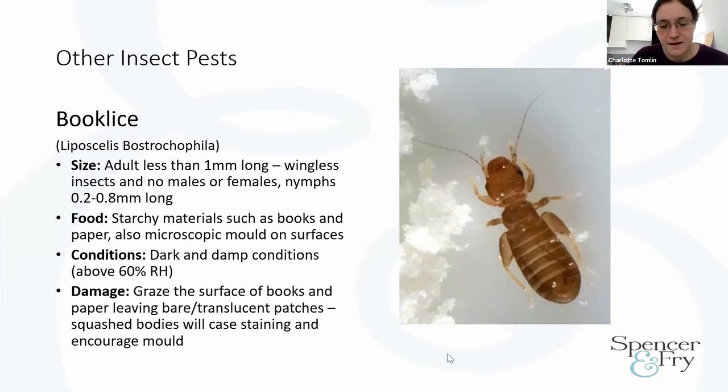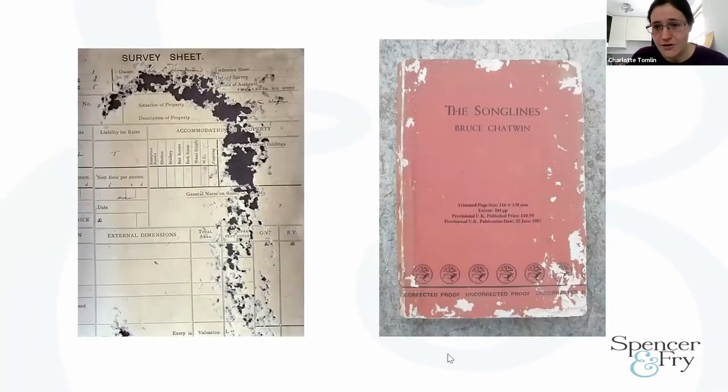So here are some pictures, examples of damage of silverfish and book lice. You can see they've just grazed the surface, and then eventually they create holes after a large infestation.